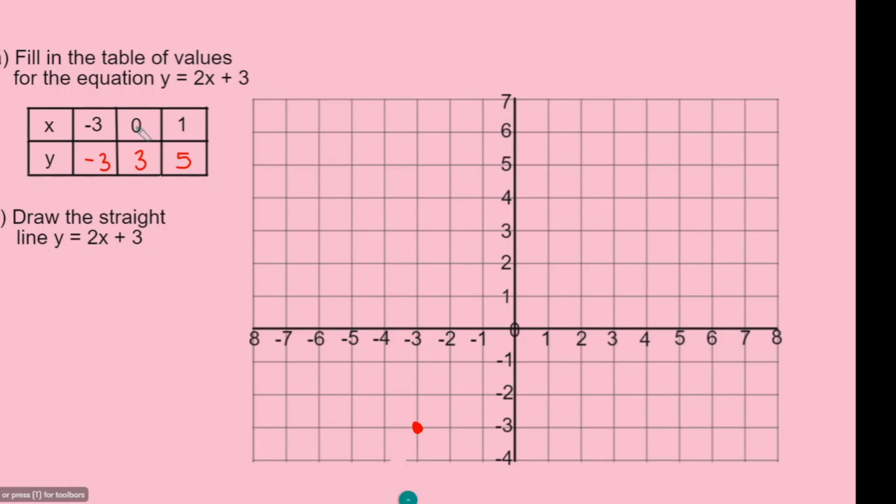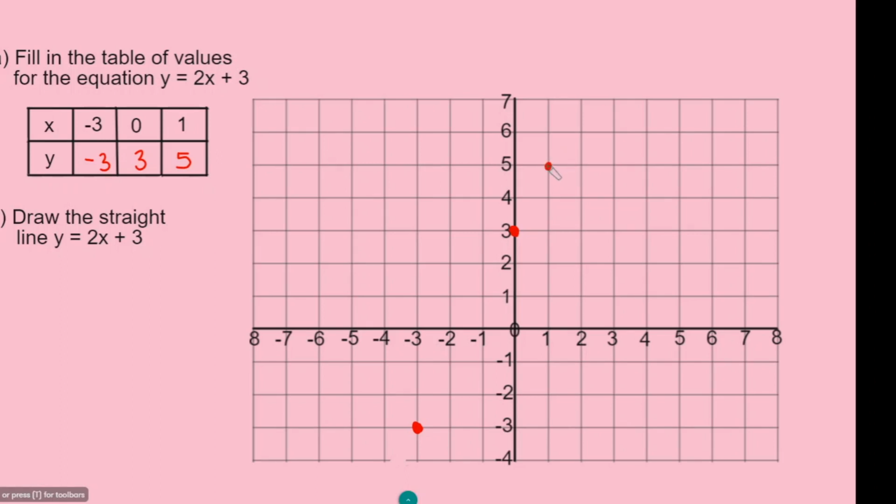Good. We go to the next one. When x is 0, y is 3. When x is 0 here, y is 3. So I have the point here. Again, I'm going to make it big enough to be seen. Good. And then we go to the next pair of coordinates. When x is 1, y is 5. So when x is 1, y is 5. I think that will be somewhere here.